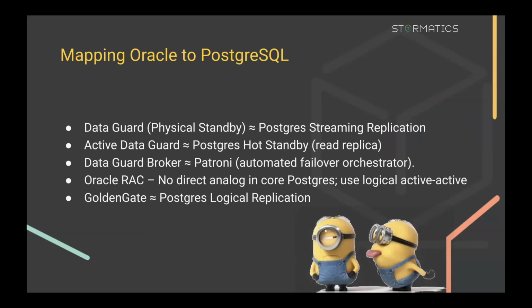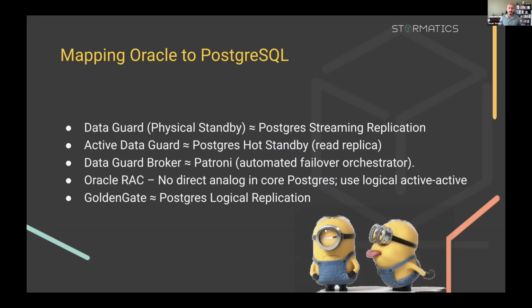So some of these concepts that we have discussed so far, based on my limited knowledge of the Oracle world, I've tried to map what equivalents we have in the Postgres world. So Data Guard, which is typically physical standby, an approximation is the physical streaming replication that Postgres has. The Active Data Guard would be like the hot standby that we discussed, where we have a read replica. The Data Guard Broker, the approximation is Patroni, where you have an automated failover mechanism implemented.